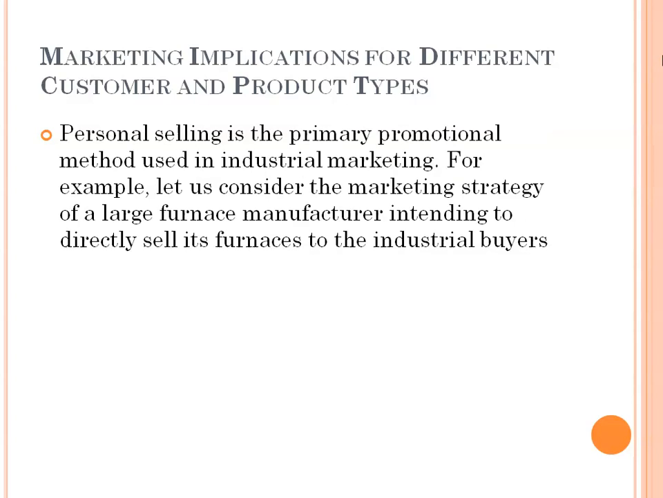Next is personal selling. Personal selling is the primary promotional method used in industrial marketing. For example, let us consider the marketing strategy of a large furnace manufacturer intending to directly sell its furnaces to industrial buyers. As the value of each furnace runs into millions and crores of rupees, the buyers treat it as a capital item. Senior executives from marketing, engineering, and finance from the selling organization not only decide the technical and commercial aspects at the time of submission of quotations and offers, but also visit as a team for negotiation with the senior technical and commercial persons from the buyer's organization.